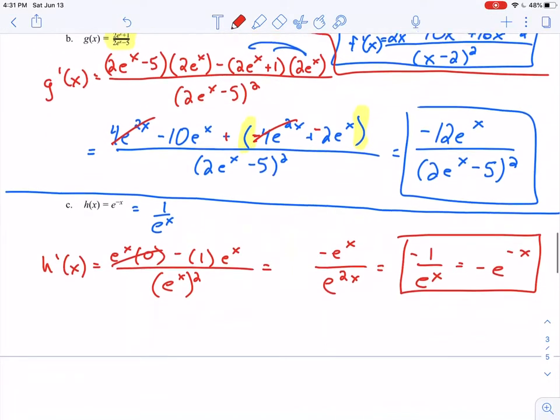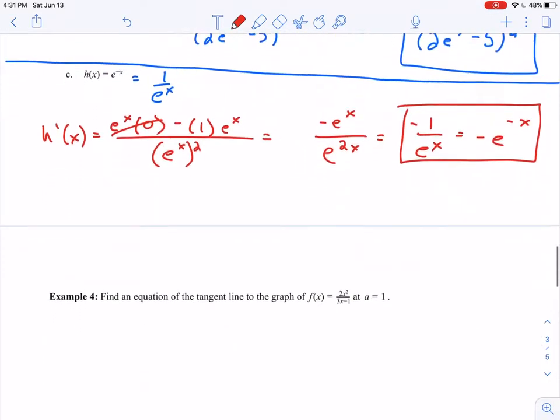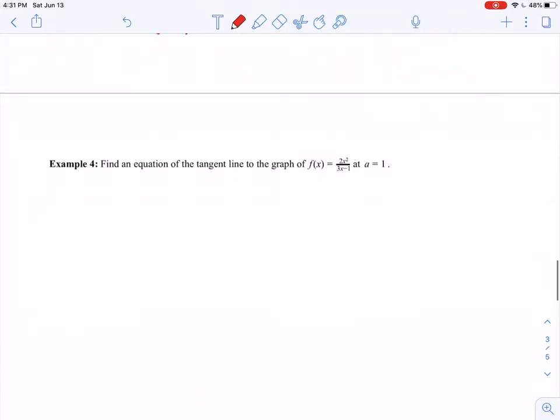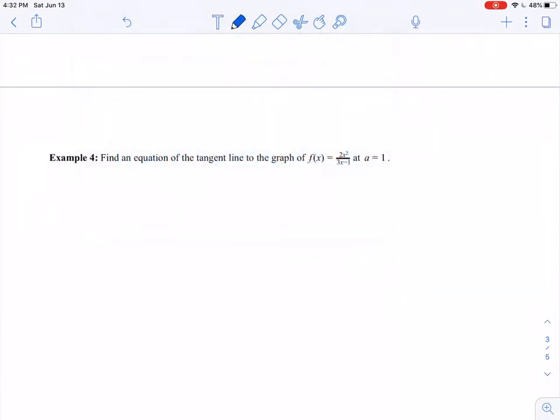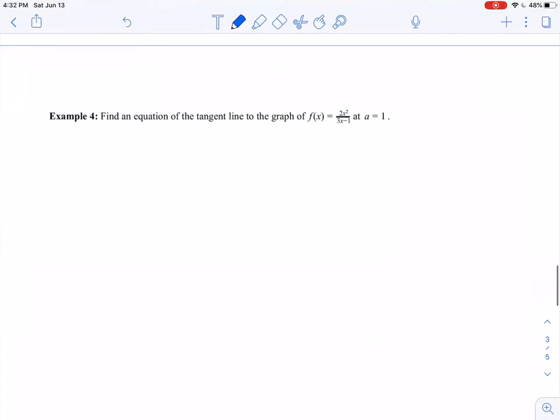I want to look at one more example here. Our good old friend, equation of the tangent line, making a comeback. Find an equation of the tangent line to the graph of f of x equals 2x squared over 3x minus 1 at a equals 1. So again, here I see this rational function. It kind of looks like a fraction. This to me looks like we're going to need to use the quotient rule.